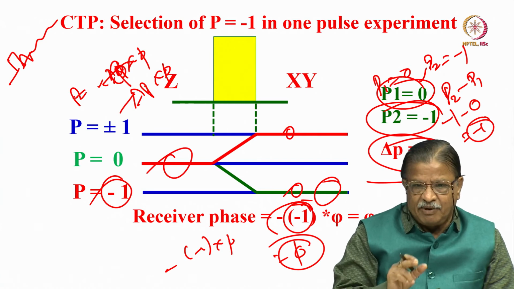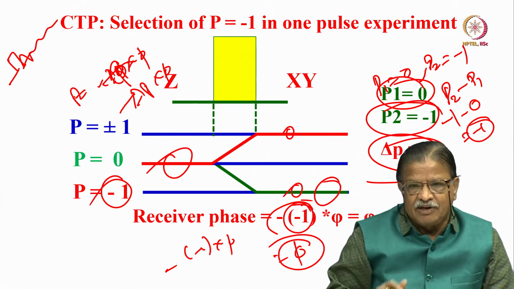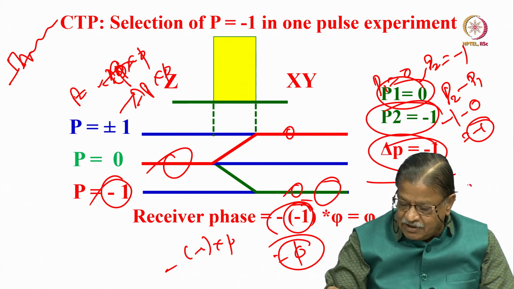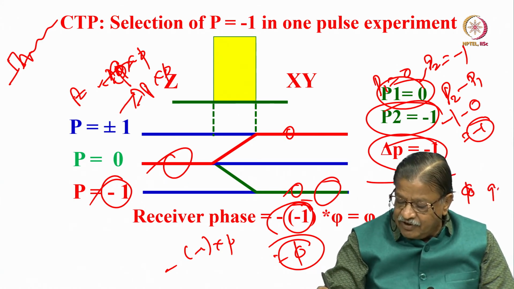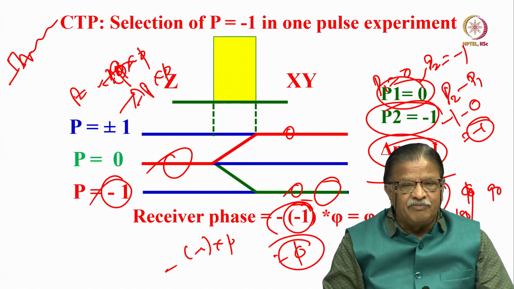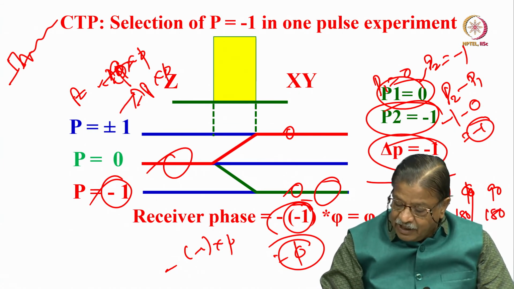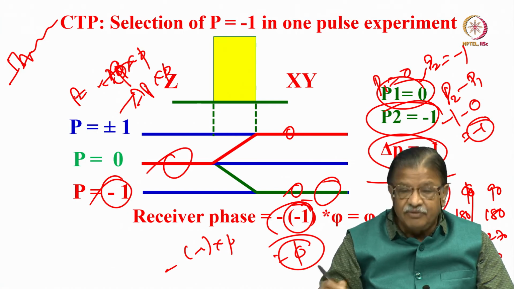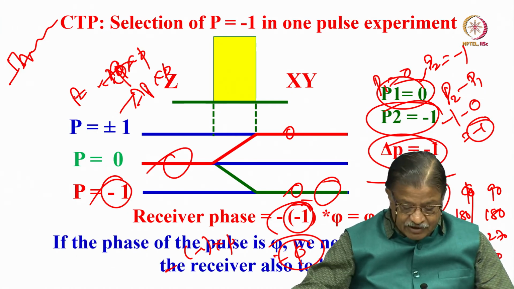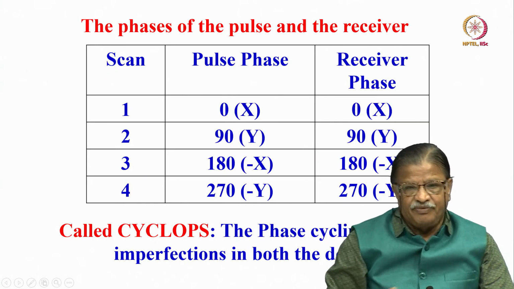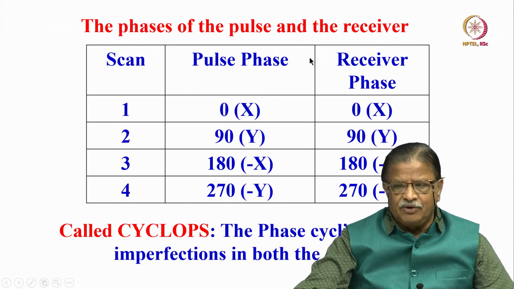In a one pulse experiment, if you want to select the delta p equal to -1 pathway, you have to have a pulse phase which is 90, then receiver phase is 90. If the pulse phase is 180, the receiver phase is 180. If you increase the phases of the pulses, the receiver phase also correspondingly increases: 270, 270 and 360, 360. So this is how you are going to do that. If the phase of the pulse is phi, we need the receiver phase also the same. Okay. This is the table which is going to tell you.